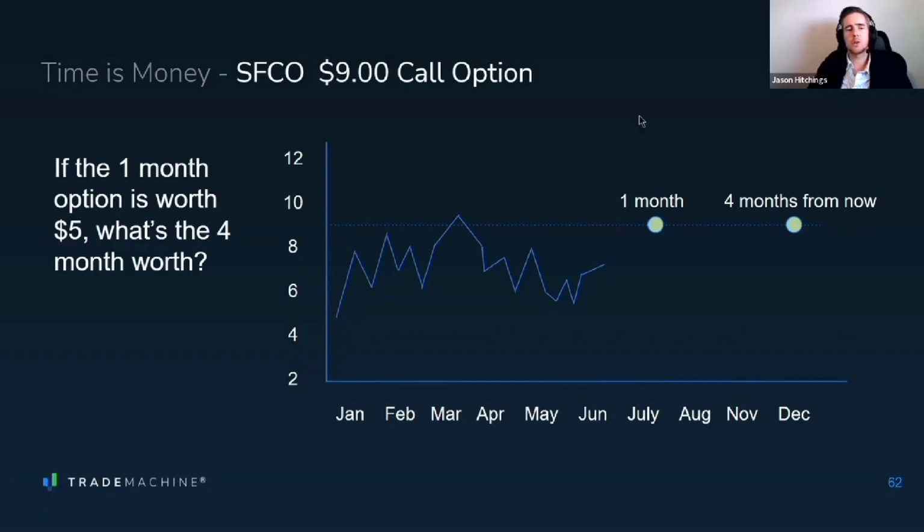So now as we're trying to understand the effect of time on the value of an option, let's ask ourselves the question, what is this option worth 4 months from now?